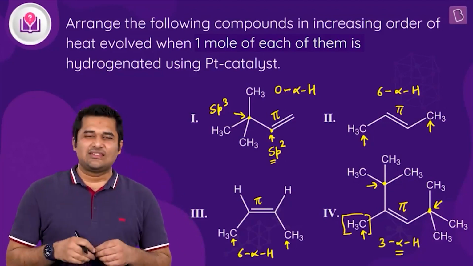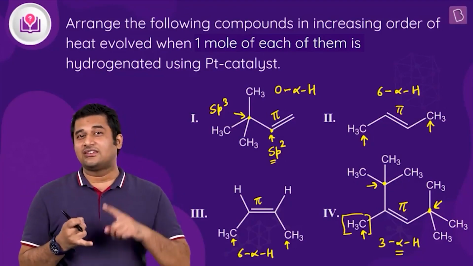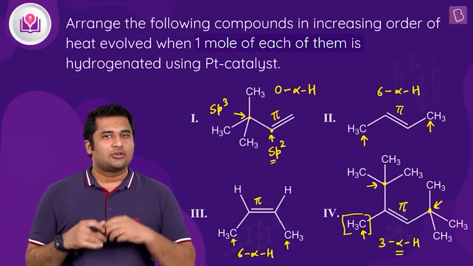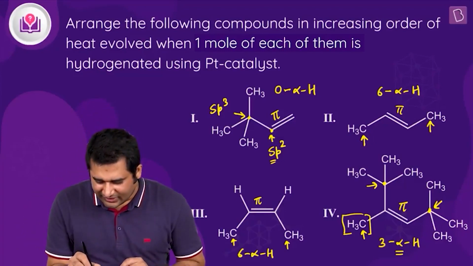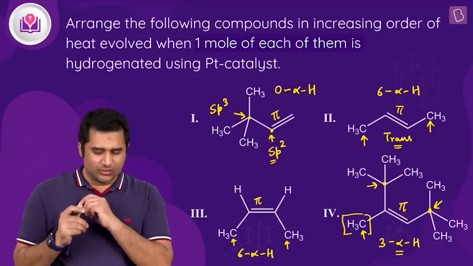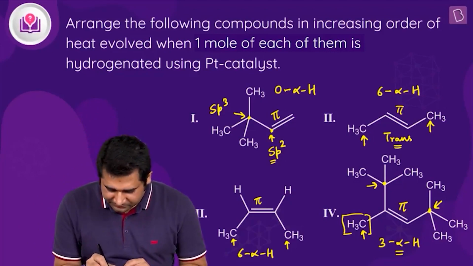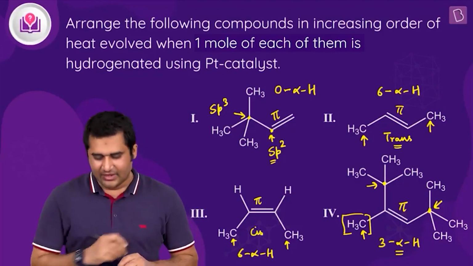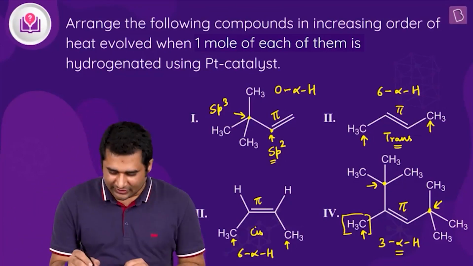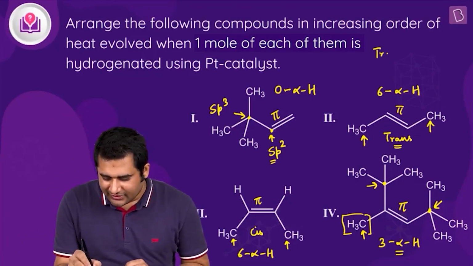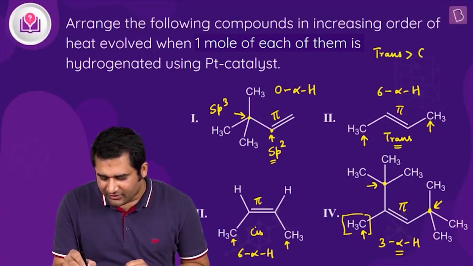Now clearly you can see the number of alpha hydrogens in the second and third is the same. So how to compare the stability in this case? It is very simple. You can see the second one is a trans configuration, whereas the third one is a cis configuration. Let me write it here. We know that trans is usually more stable than cis.